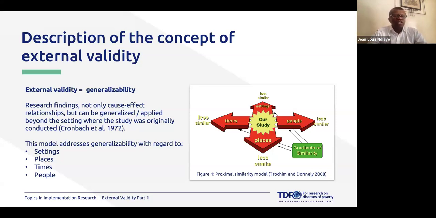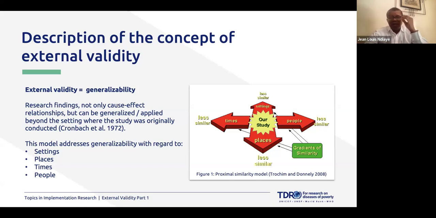Using this proximal similarity model, the model addresses generalizability with regard to the settings: how the setting is different from where we conducted the studies, about the places, the location, the timings, but also about people. All these concepts have been embedded into that model to see how your study can be really validated externally. This is Figure 1.